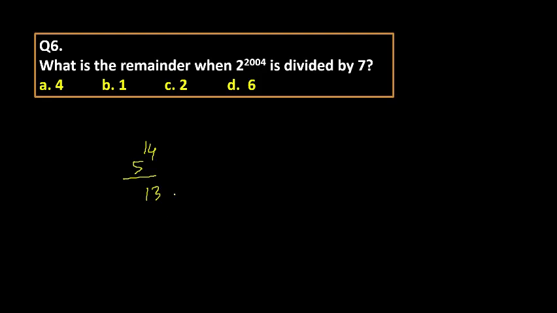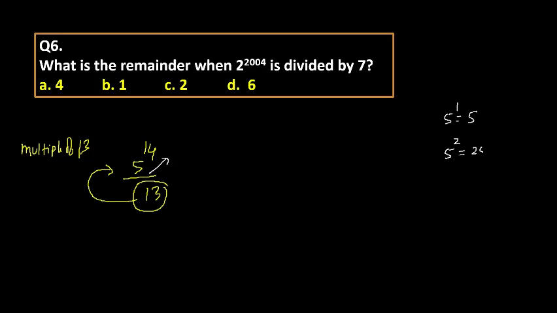Let's see. So anyhow, we need to find 13 here, or a multiple of 13. So I will increase the power of 5. 5 raised to the power 1 is 5, and 5 raised to the power 2 is 25. And 25, can we think that it is near to 13 or a multiple of 13? Yes. Multiple of 13 is 26. We can write it as 26 minus 1, there is no problem.